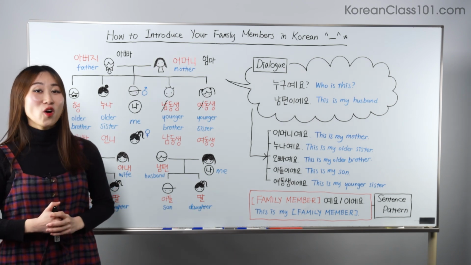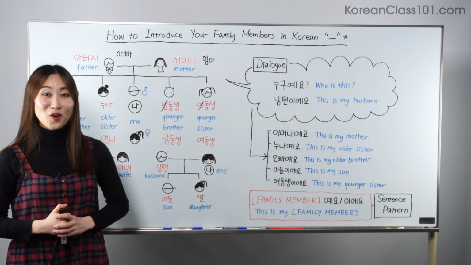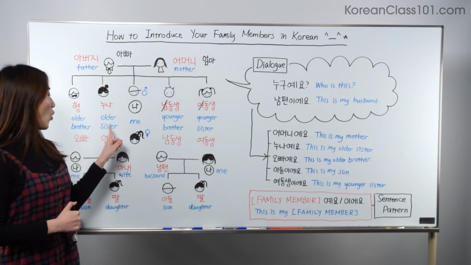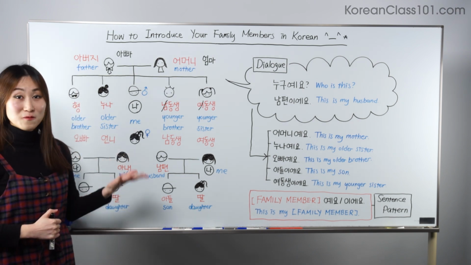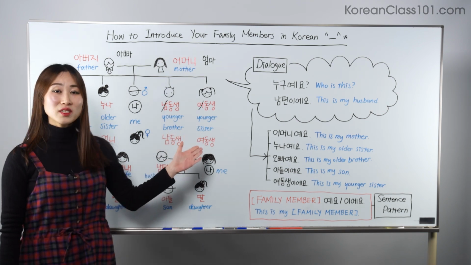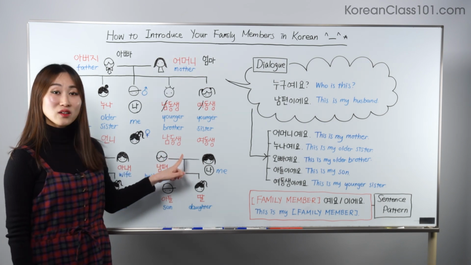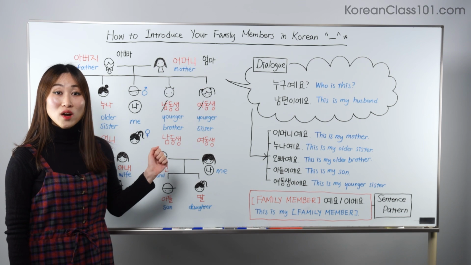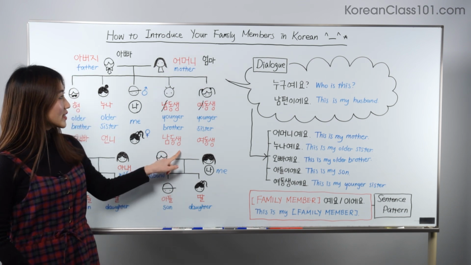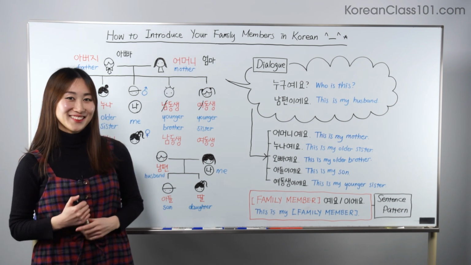How about older sister? 언니. It means older sister, used by a female. 오빠, 언니. And for younger siblings, they use exactly the same words: 남동생 or 여동생 or even just 동생.